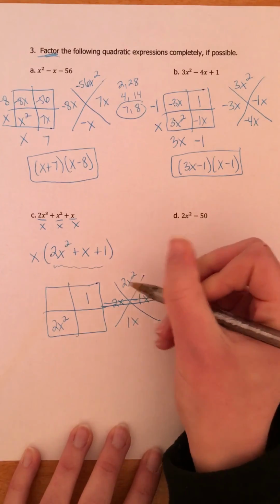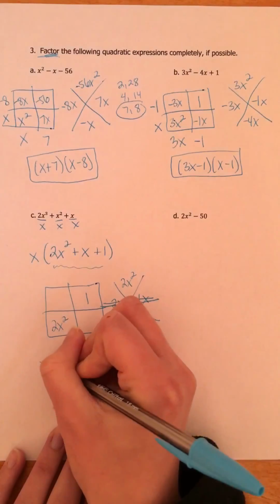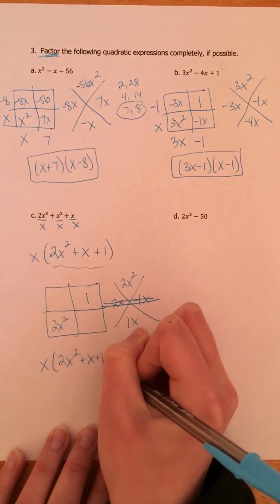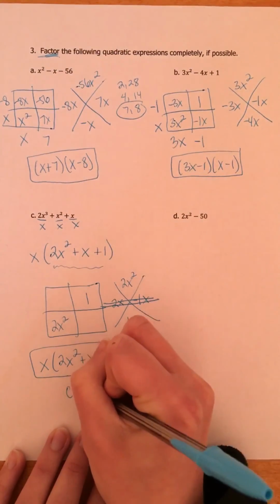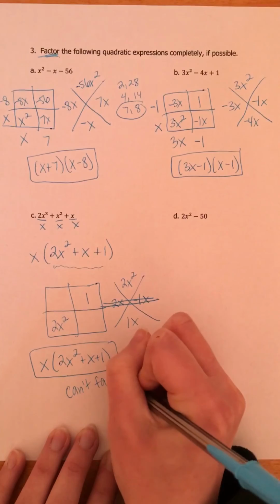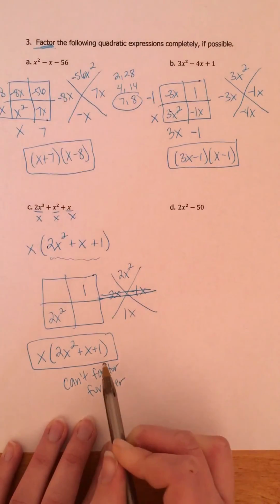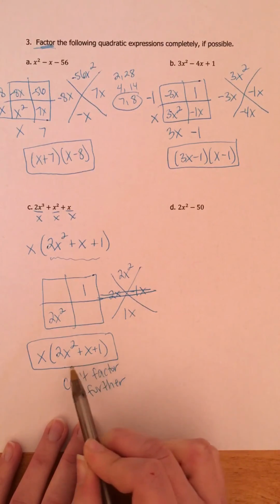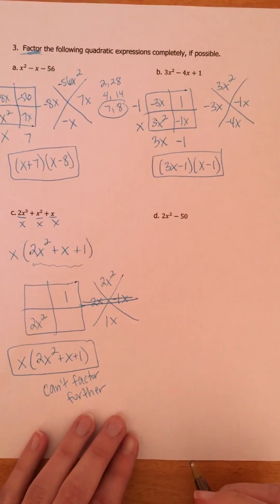So since I can't factor this part anymore, this is actually my final solution. This is as factored as it gets. I can't factor this any further. Okay? This does not factor. If it asked you to solve, you would have to use the quadratic formula or completing the square. So that's as far as we can go on part C. Now let's look at D.